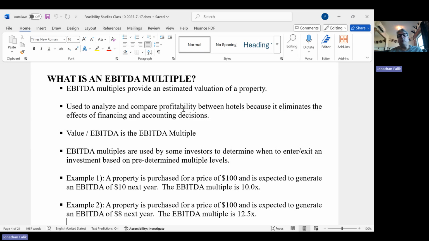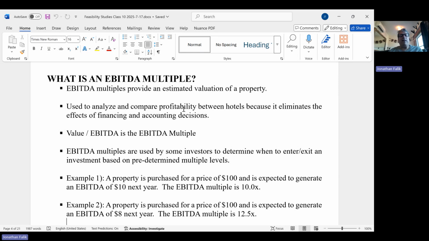EBITDA multiples do not factor in debt financing or depreciation expense. EBITDA stands for earnings before interest, taxes, depreciation, and amortization. Okay, the taxes that it's referring to are income taxes. The EBITDA, as you see on the various spreadsheets we've been using and in our projections, is after a deduction for property taxes, but not for income taxes. Why is that? Because property taxes are an expense of the property, not of the ownership entity.